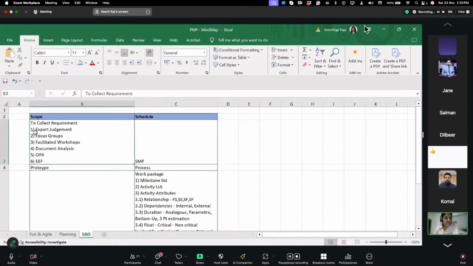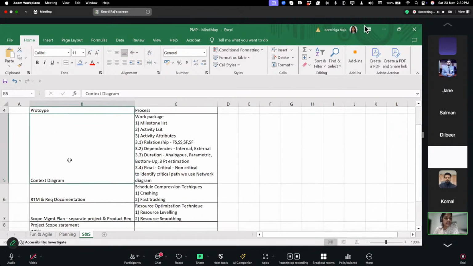Scope: as usual, we'll be collecting the requirements through all these 6 steps. We'll be having a prototype. Next, we'll be having a context diagram. Next, the RTM will be created, the requirement traceability matrix, which has all the details about the product. And requirement documentation, this will be having details about the specific category.